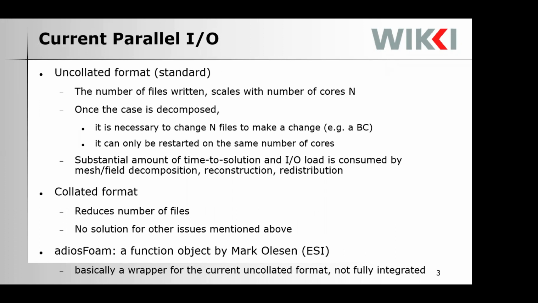So the current parallel I/O formats, there are three alternatives. What we currently have is the so-called uncollated format. So that's the standard what most of you used before, I think. These are the processor directories. So if you run your case on 8 cores, you will have processor 0, processor 1, until processor 7. So the number of files written scales with the number of cores, right? You have per processor directory your field data.